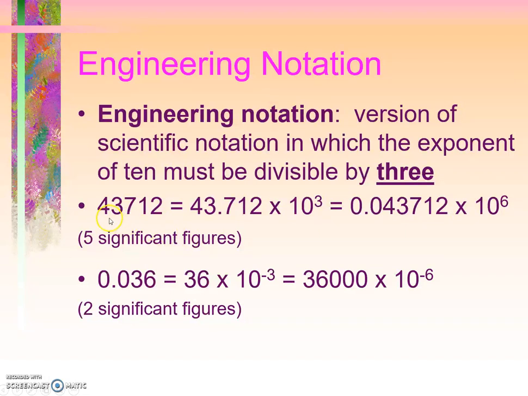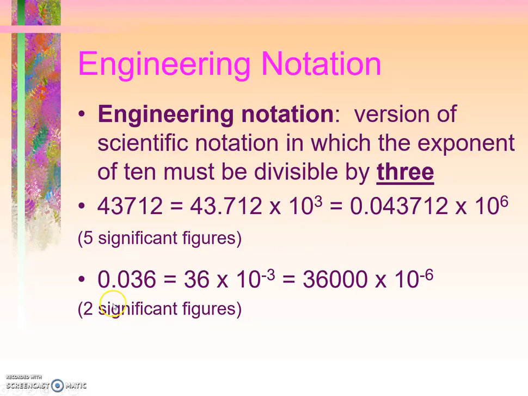So if we looked at this first number, 43712, that has 5 significant figures. To make it into engineering notation, our exponent of 10 must be divisible by 3. So we could bring the decimal point after the 2 over 1, 2, 3, and it would be 43.712 times 10 to the 3. Or we can bring it over to 6 places, which would bring it to 0.043712 times 10 to the 6. And notice all 5 of the digits are showing in the answer because they are all significant.